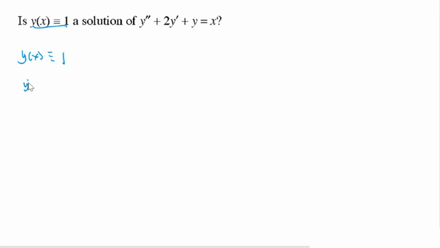So the first derivative of y of x equals 1 is 0, as well as y double prime of x, which is also 0. Now after that, we are going to substitute the values of y double prime and y prime. I will not write the equation again, it's there, it's our guide. So y double prime is 0, plus 2 times y prime, which is also 0, plus the value of y, which is the given, 1, equals x.